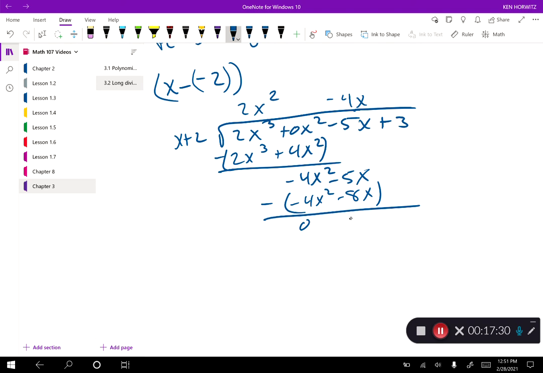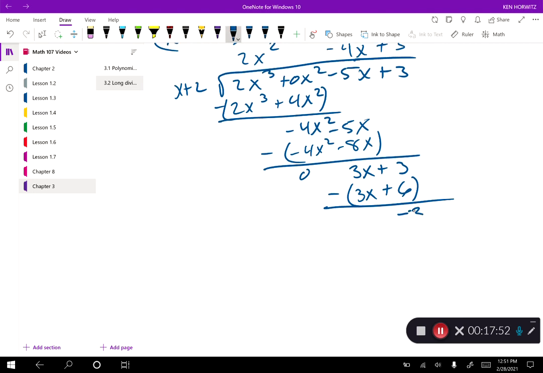But I do get positive 3x over here. I bring down the plus 3. And I say plus 3. So 3 times x is 3x. 3 times 2 is 6. Parentheses, subtract. I wind up with negative 3 as my remainder.